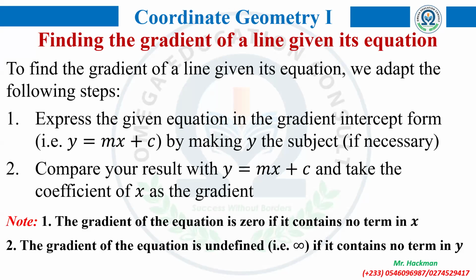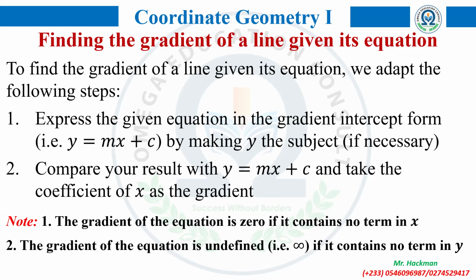But take note, not all equations will have an x term or a y term in them. We can have an equation strictly containing only x, and strictly containing only y. So if you have this special situation, how do we determine the gradient? That will be catered for by the note here. The gradient of the equation is 0 if it contains no term in x. So if your equation contains no term in x, then the gradient will be 0. Take note.